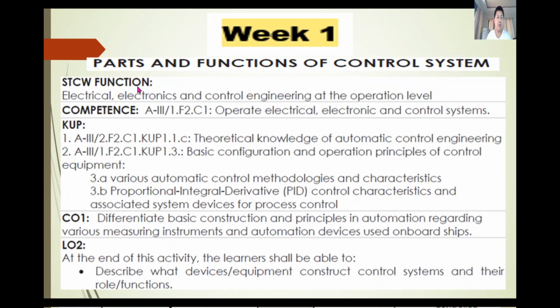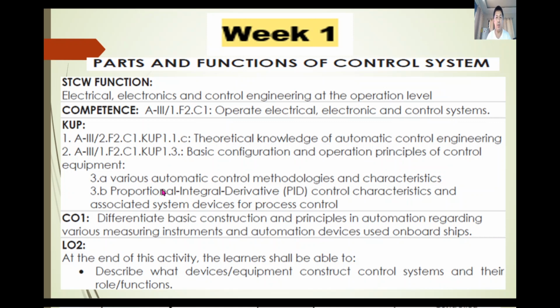So we have here STCW function, electrical, electronics, and control engineering at the operational level. Table of competence A-3/1, function to chapter 1. Operate electrical, electronic, and control systems under QOP 1.1, theoretical knowledge of automatic control engineering, QOP 1.3, basic configuration and operation principles of control equipment.